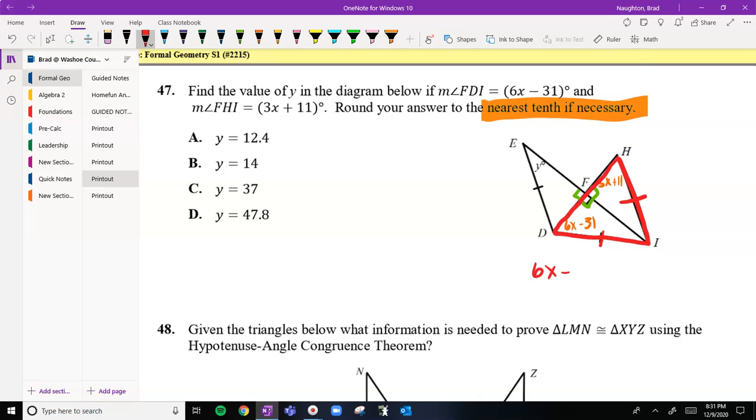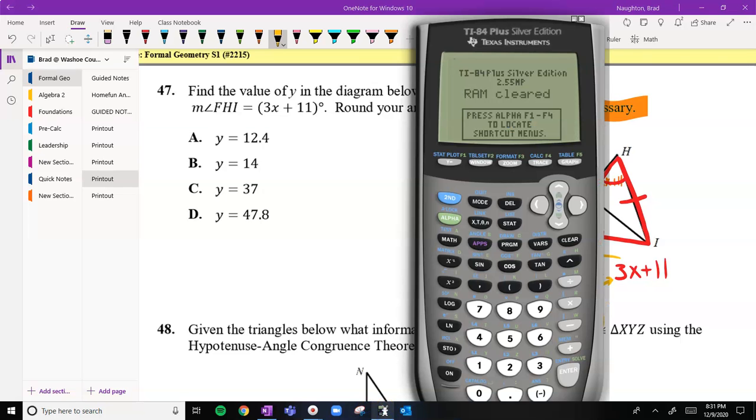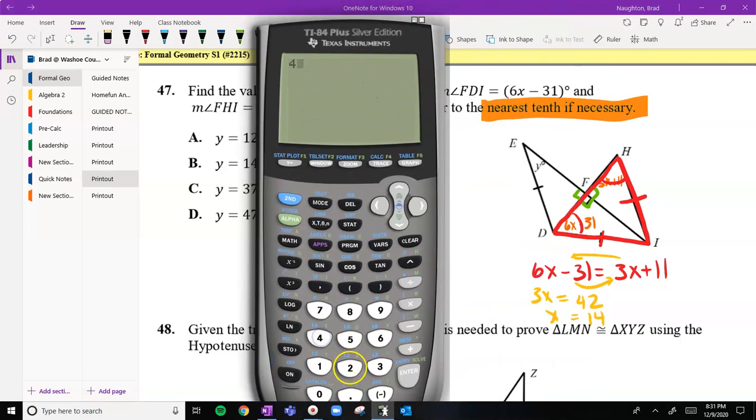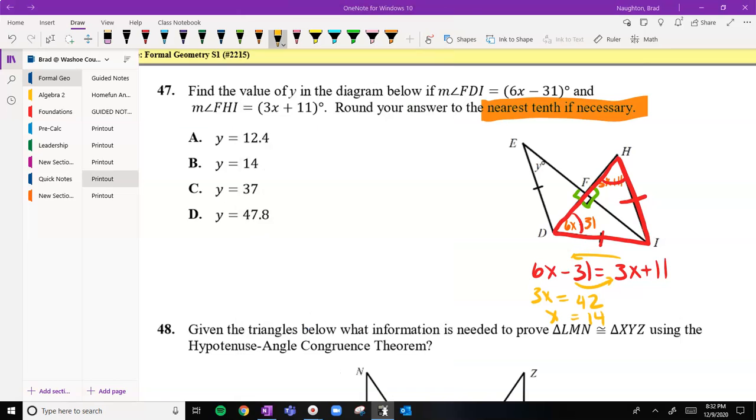So I can say that 6x minus 31 is equal to 3x plus 11, because these angles right here are my base angles. So I'll go ahead and move this 3x over, move that to the other side, then we get 3x is equal to 42. So x is going to be 14, I believe. Let me double check my math here. So 42 divided by 3. Alrighty. So we have our 14 there.